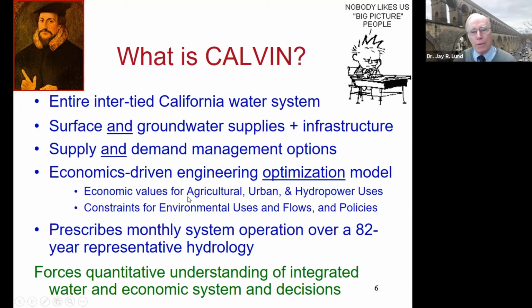So we have an economically driven optimization model driven by the economic values of water delivery for agriculture, cities, and hydropower, and then we have constraints for environmental flows, environmental uses, and state water policies. This model prescribes monthly system operation over a 72-year period with a representative, historical hydrology. And to me, the most important thing about this model, and all hydroeconomic models really, is that they force a quantitative understanding of the integrated water and economic system and the decisions that are involved in operating it.